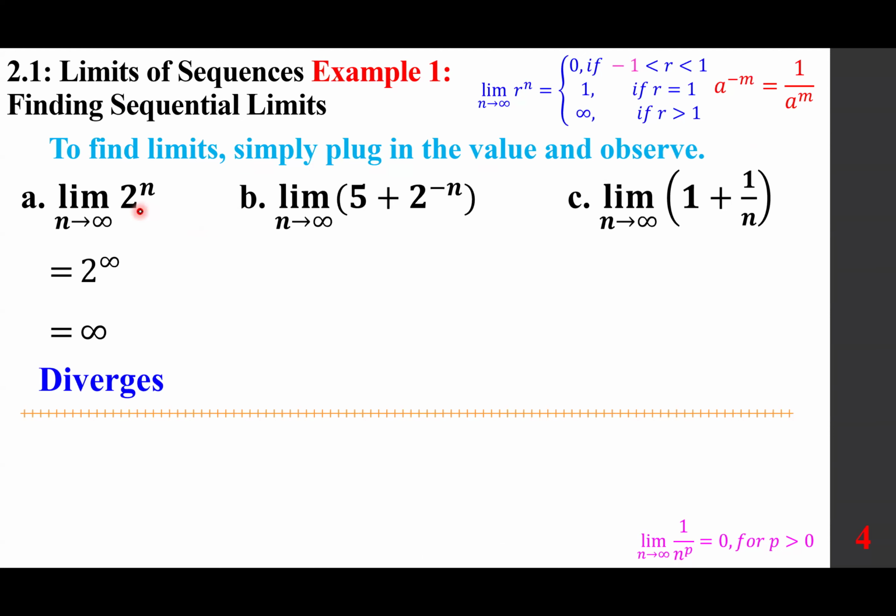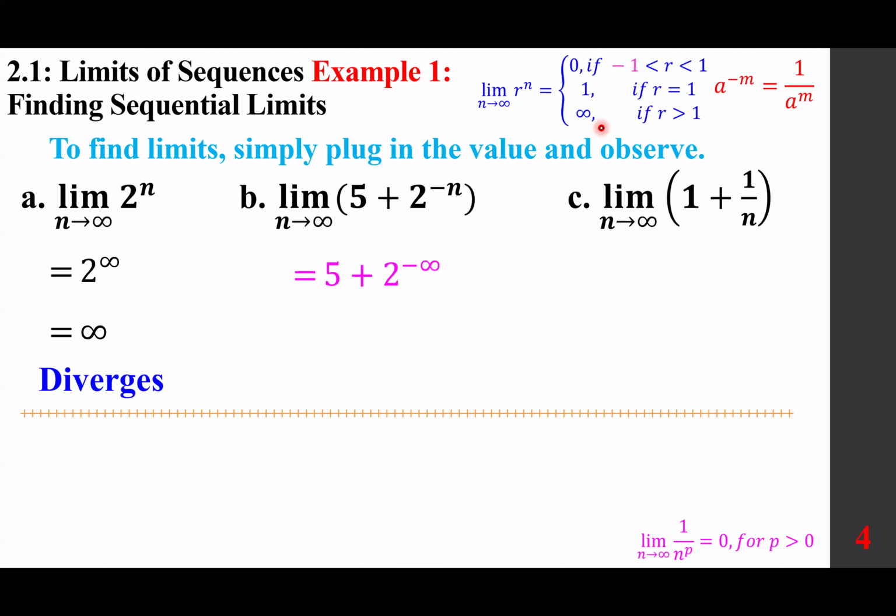Why is that? Here's the theorem we should be comfortable with. The limit of r to the power of n as n approaches infinity depends on the value of r. If it's between -1 and 1 it becomes 0. If it's 1 it becomes 1. And if it's larger than 1, as is the case here, it goes to infinity.